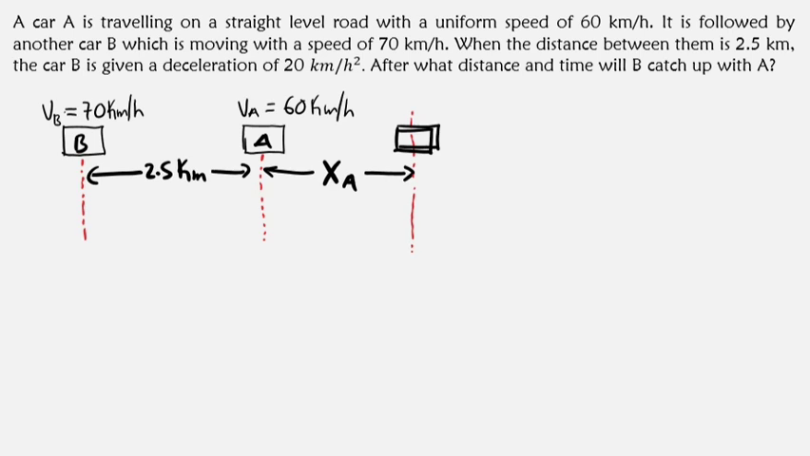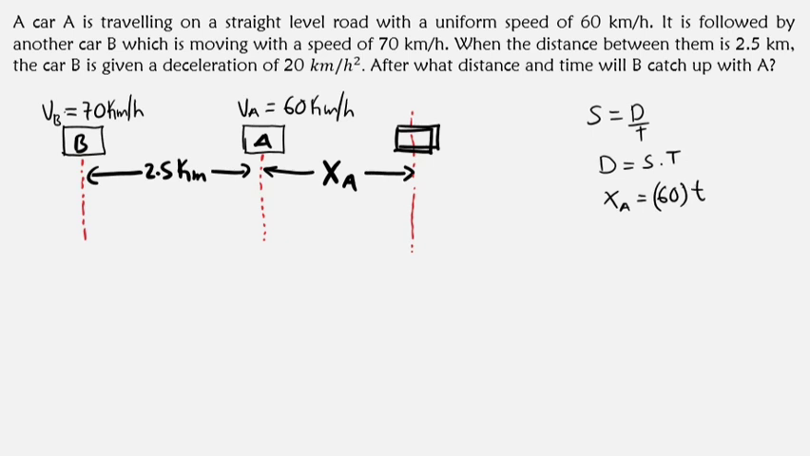So the distance that A will cover. We know that speed is equal to distance over time, so distance is equal to speed multiplied by time. For car A, this distance XA is covered at a speed of 60 kilometers per hour, multiplied by time t. So XA is 60t. We don't know what time is.